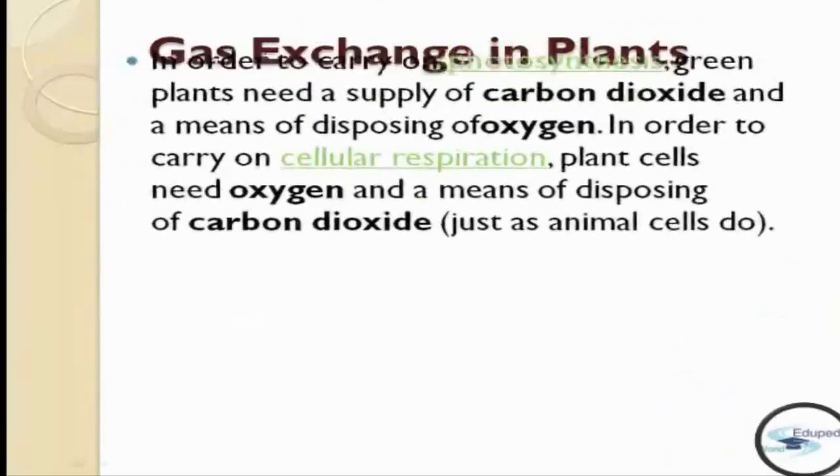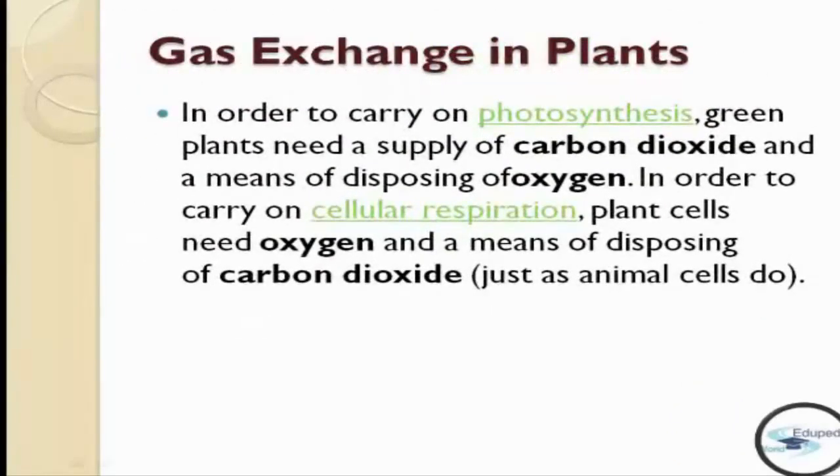Gas exchange in plants. In order to carry on photosynthesis, green plants need a supply of carbon dioxide and a means of disposing of oxygen. In order to carry on cellular respiration, plant cells need oxygen and a means of disposing of carbon dioxide, just as animal cells do.